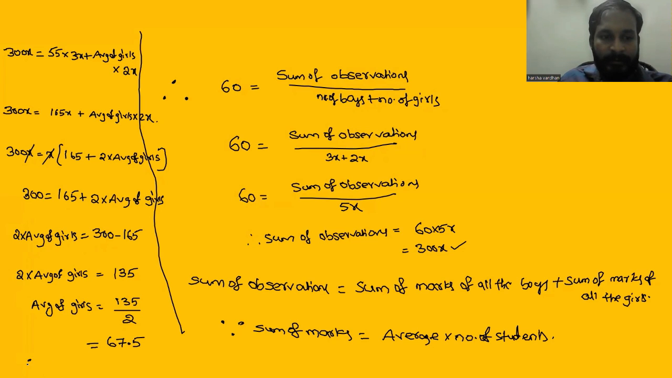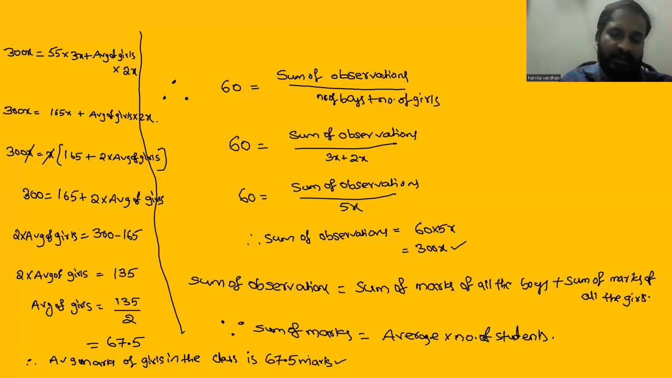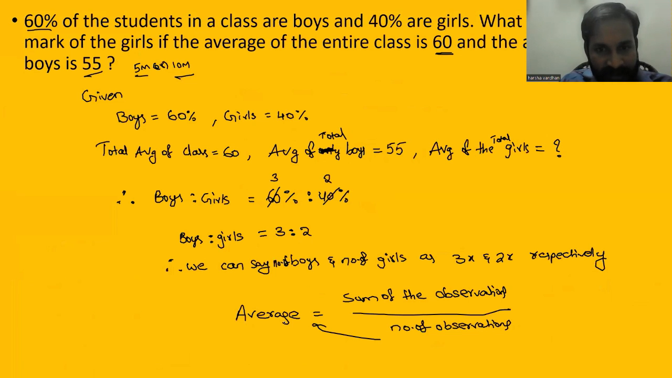So what you will write? Therefore, the average marks of girls in the class is 67.5 marks, or you can stop here itself. Okay. In this manner, we need to solve the problems. Or did I make any mistake here?